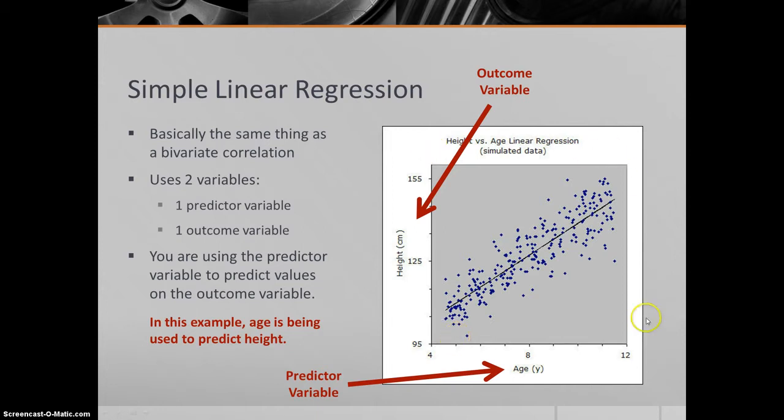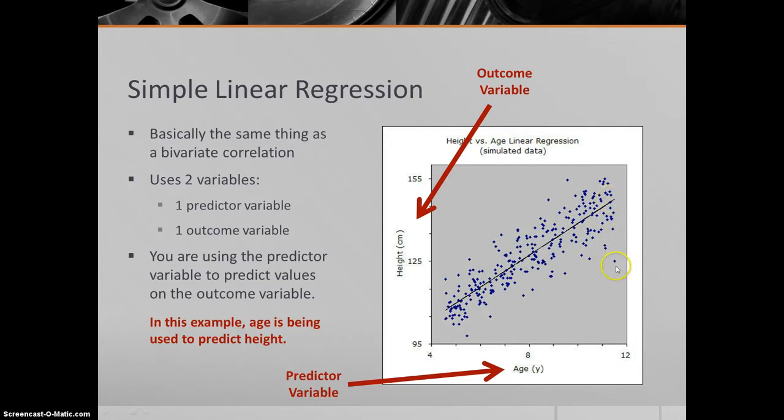So here's an example of a scatter plot showing the relationship between height and age. In this case, age is on the x-axis, age in years, so y standing for years, not y-axis. Age in years is on the x-axis because it's supposed to predict the dependent variable, the outcome variable, which is height. So as you get older, you get taller, and those who are younger are shorter. This is a positive correlation because as one variable goes up, the other variable goes up.